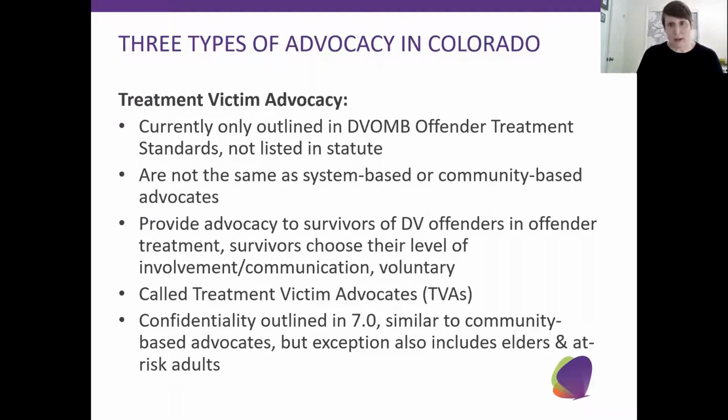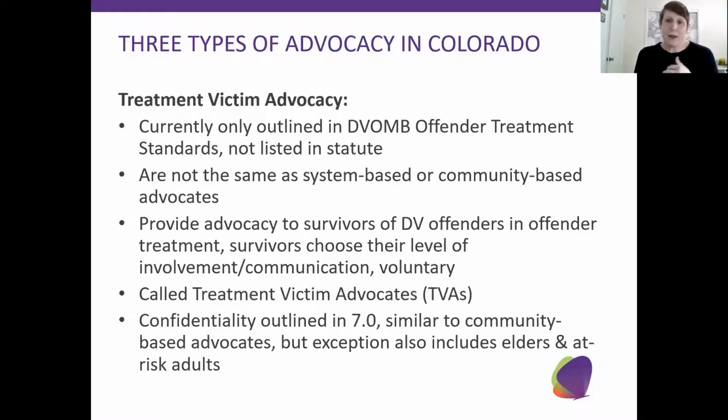In turn, community-based advocates can't share any information about a survivor, other than the mandated reporting piece around child abuse, without a release. So how do treatment victim advocates fit into this? They're really similar. The way they're written in 7.0, there's not a statute that they specifically fall under. So it's written that they also have to do mandatory reporting for child abuse and neglect, but also for elder abuse and abuse of at-risk adults. That's what's currently written in 7.0.